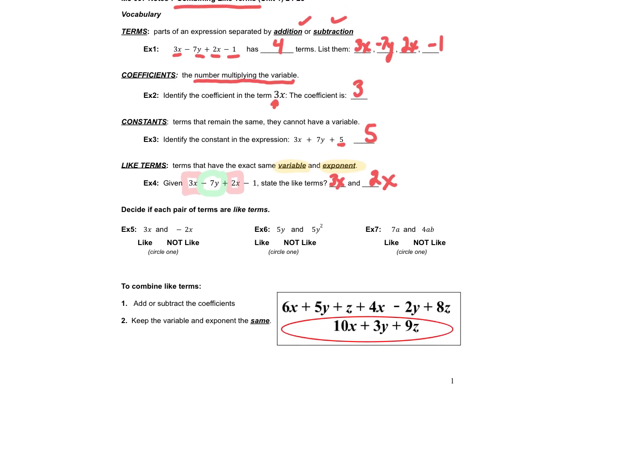All right, for 5, this term and this term have the exact same variable, so they are like terms. For 6, this is y to the first, and that's y to the second, so they are not like terms. And in 7, this term has an a, and this one has an ab. So again, we're going to circle not like terms, because they don't have the exact same variable and exponent. Variable, B-L-E, sorry.